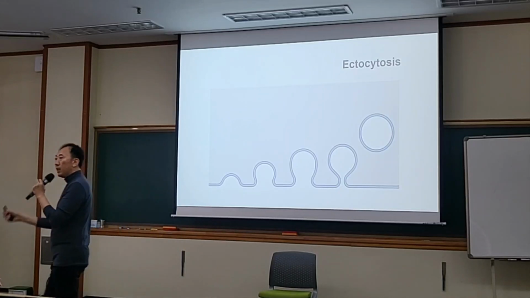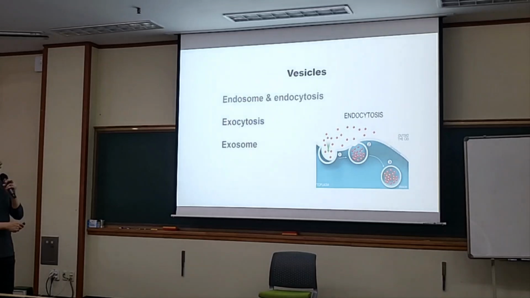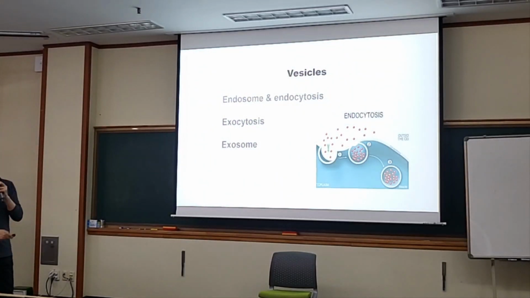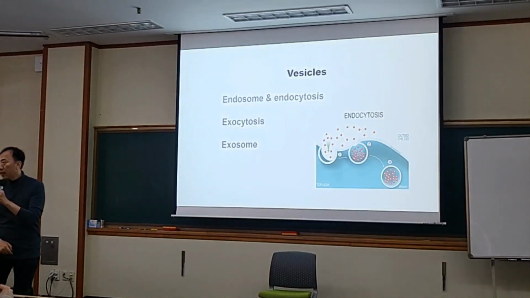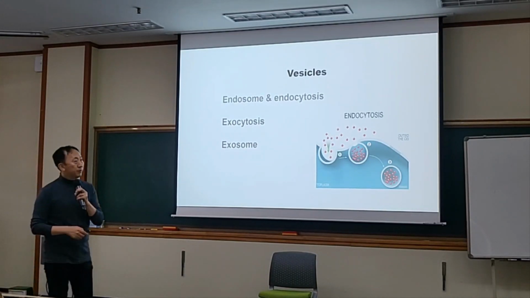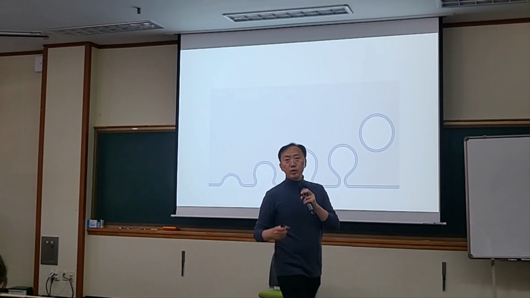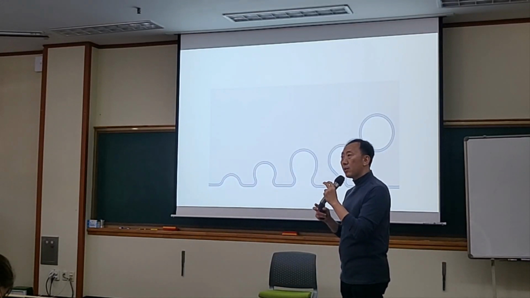Okay. So those are the two different processes. One is endocytosis, and the other is exocytosis. Exocytosis is usually used for secretion of material through membrane fusion, and ectocytosis is for forming new vesicles, the so-called exosomes.